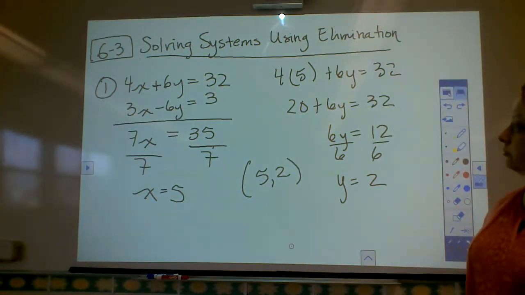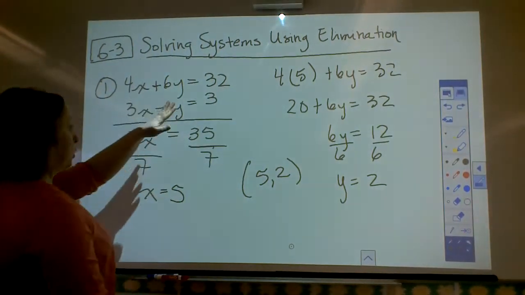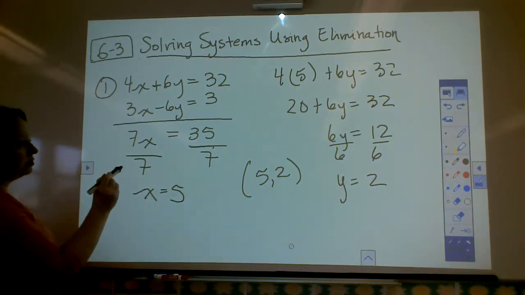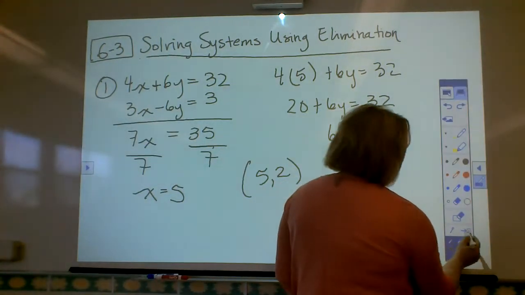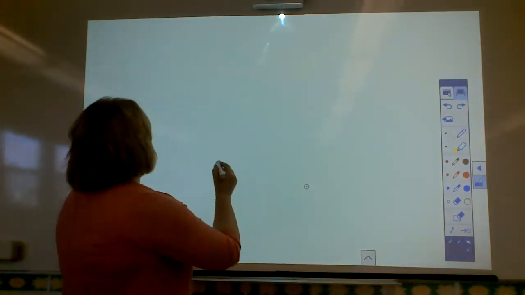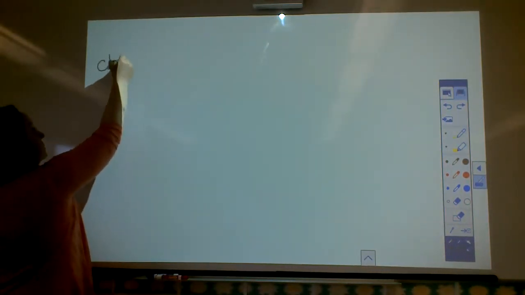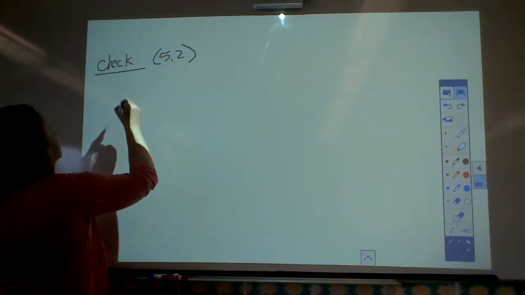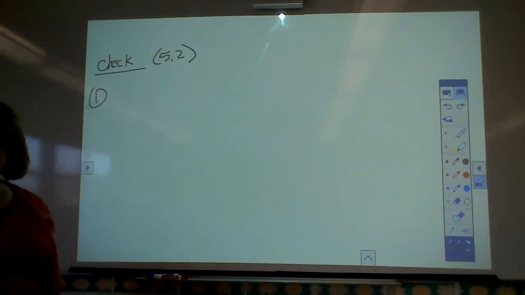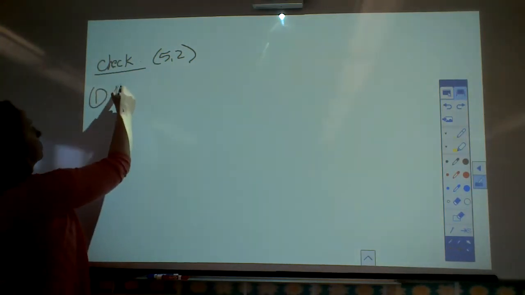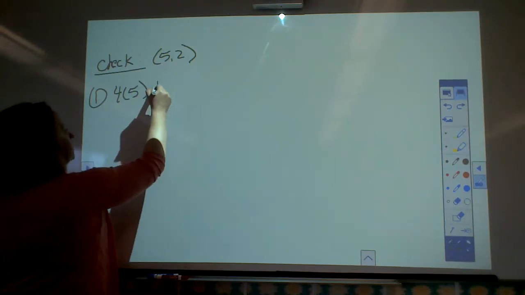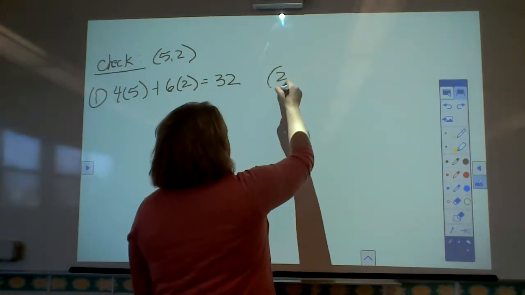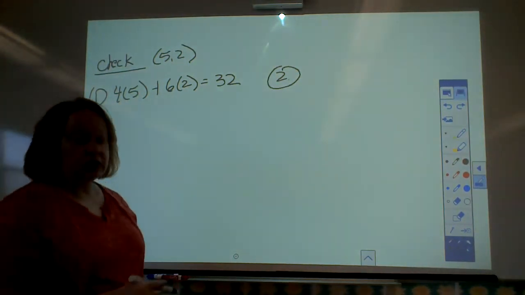Okay? To check yourself, you just plug it into both of them and see if it works. So let's go ahead and do that. I'll show you that. So 5, 2, so this is the check. 5, 2. And we're going to sub it in to the first equation. So it'll be 4 times 5 plus 6 times 2 is 32. We're going to sub it in to the second equation.